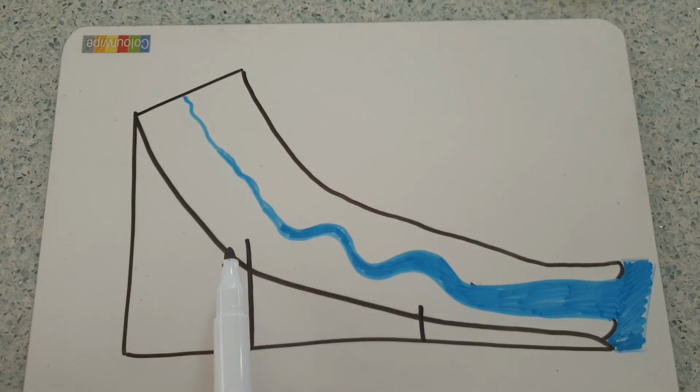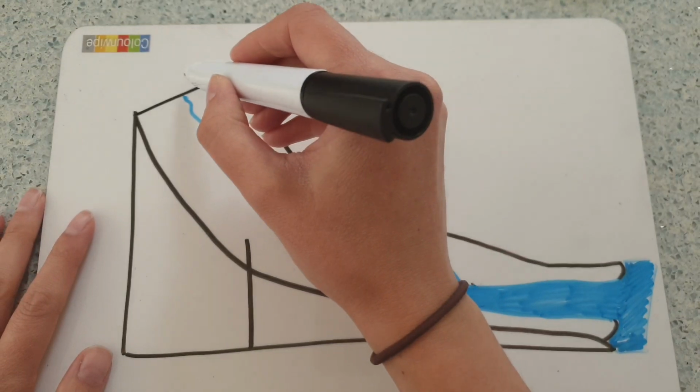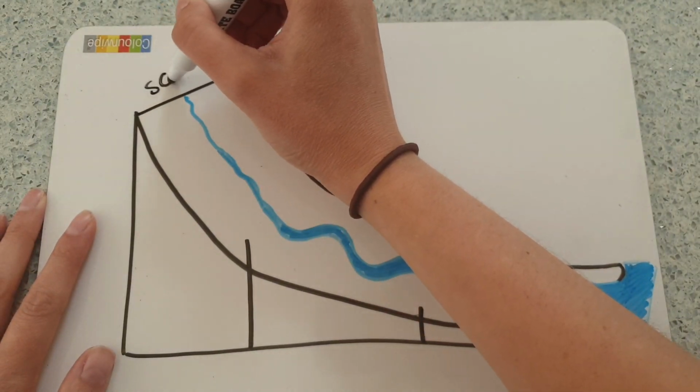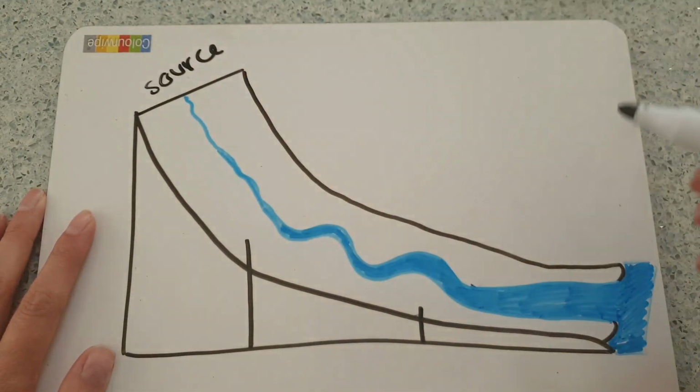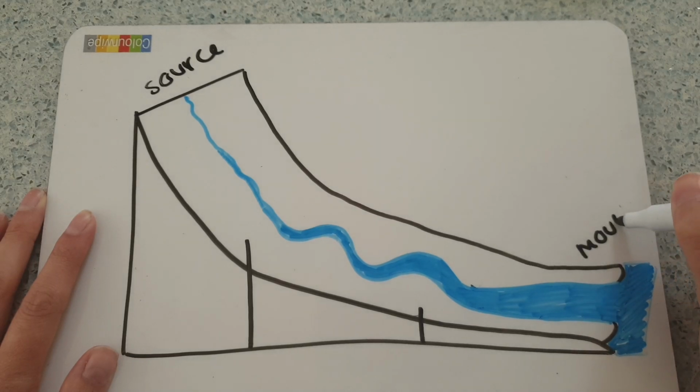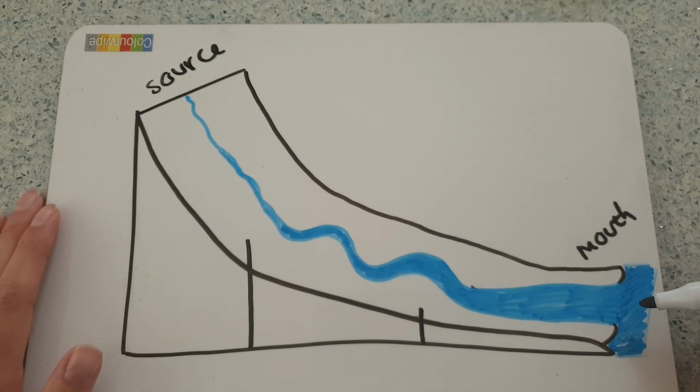So what you've got, if we cut it in half, is hopefully you can see very, very steep slopes in the upper courses. And then as we get towards the mouth at the end, we flatten out a bit. So the first labels we're going to add to this diagram: we've obviously got our source at the top here, and we've got the mouth of the river down here by the sea.